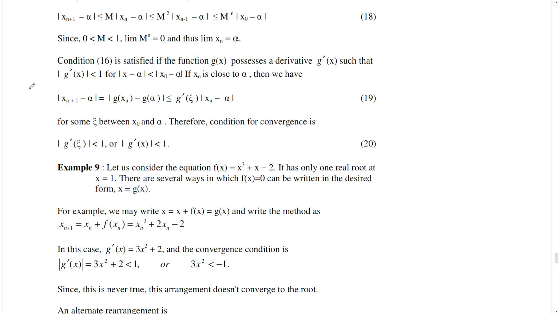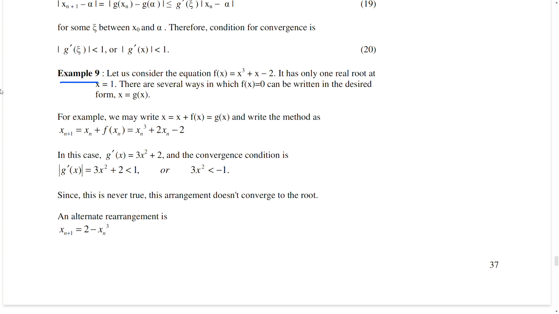Condition (16) is satisfied if the function g(x) possesses a derivative g'(x) such that |g'(x)| < 1 for |x - alpha| < |x0 - alpha|. If xn is close to alpha, then we have xn+1 - alpha = g(xn) - g(alpha) = g'(e)(xn - alpha) for some e between x0 and alpha. Therefore, the condition for convergence is |g'(e)| < 1, or |g'(x)| < 1.